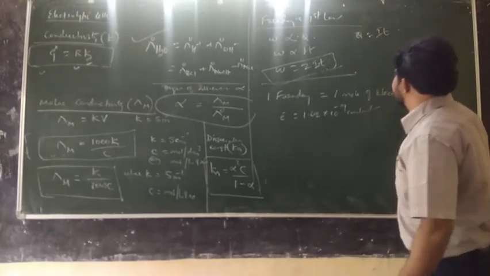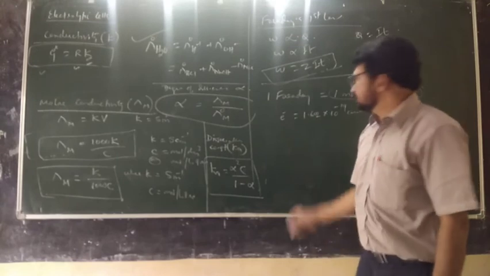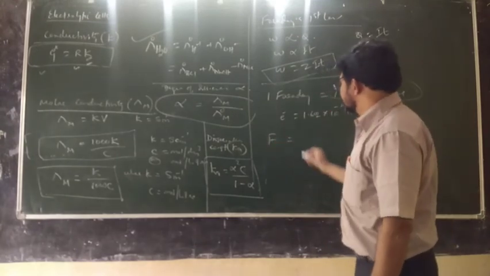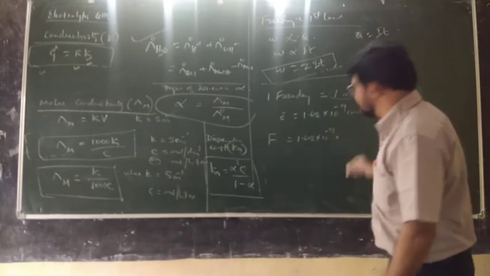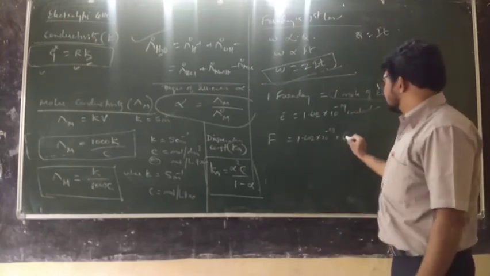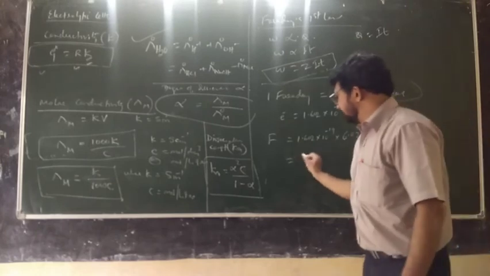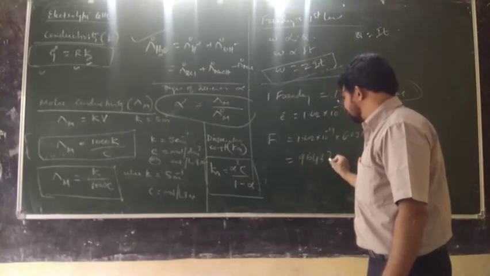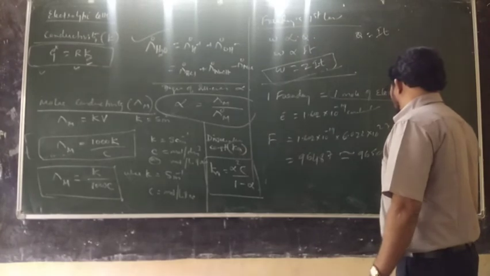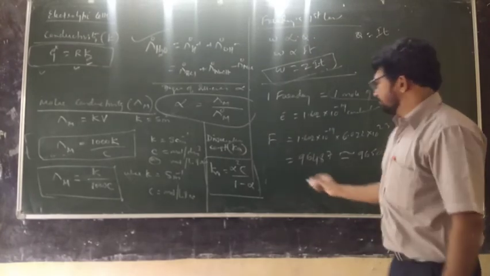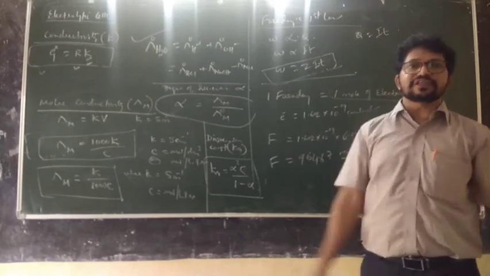Now, how many electrons are there in 1 mole? Then what is the value of Faraday? 1.602 into 10 raised to minus 19 into Avogadro number, 6.022 into 10 raised to 23, multiplied by that gives 96,487, approximated to 96,500 coulombs. This is Faraday. Faraday corresponds to 1 mole of electron flow.